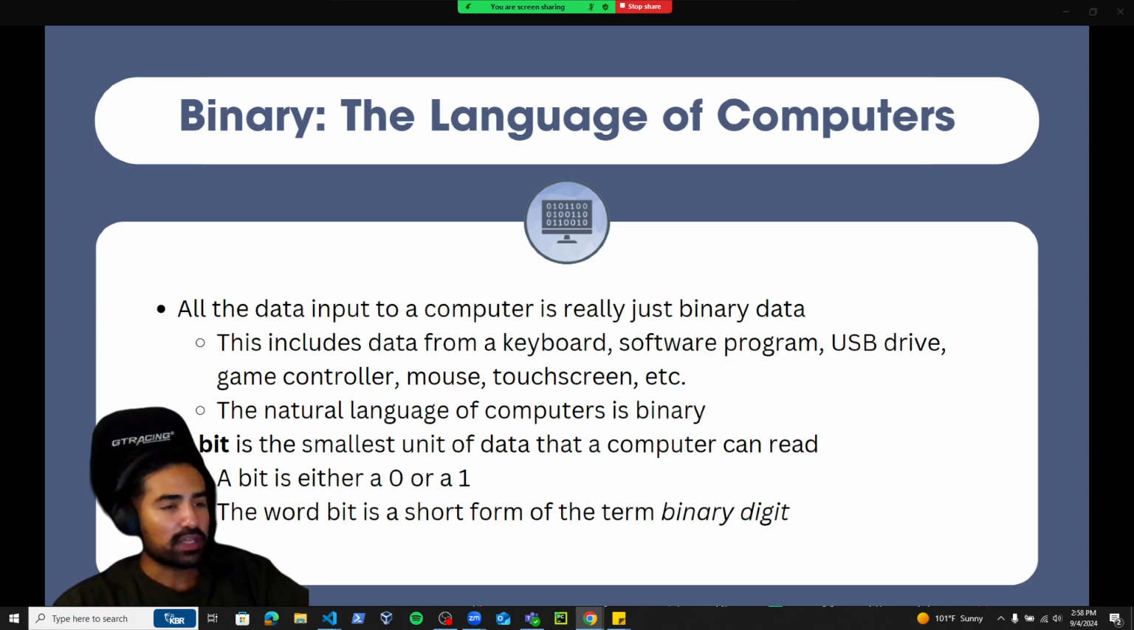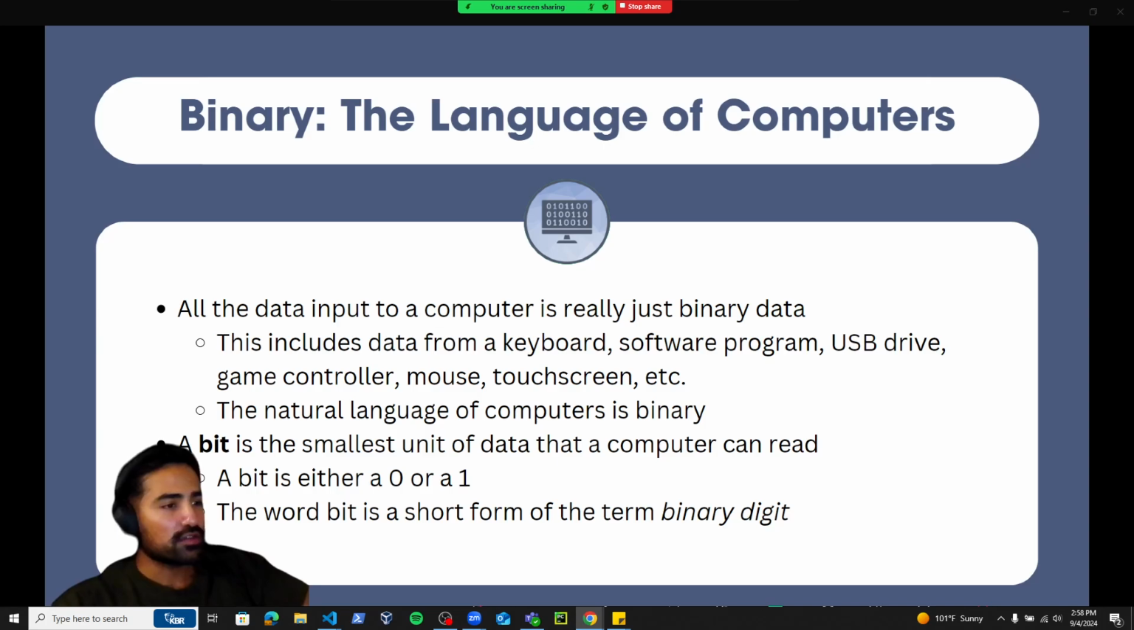If it's input from a keyboard, from a software program, the video game you're playing, the app you're using, whether it be on your laptop or on your smart device, your USB drive, the game controller, your mouse, your touchscreen, whatever is providing input to that computer, the computer is reading it in binary code. We sometimes call this machine code because, like I said, binary is the natural language of computers, of machines.